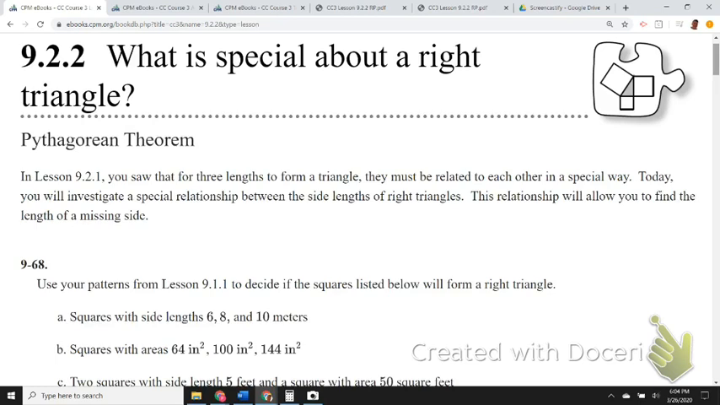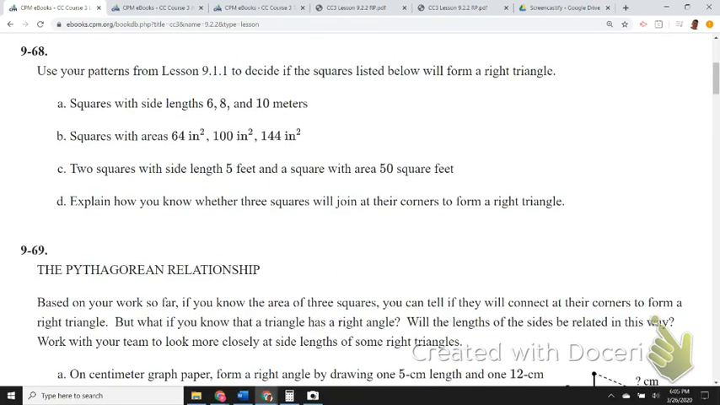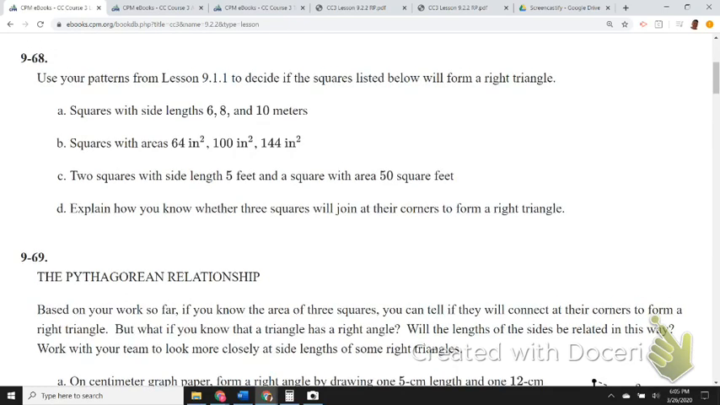Okay, so let's just jump right in here. In 9.2.1, you saw that for three lengths to form a triangle, they must be related to each other in a special way. Today, you will investigate a special relationship between the side lengths of right triangles. This relationship will allow you to find the length of a missing side. 9-68 says, using your patterns from 9.1.1, decide if the squares listed below will form a right triangle.